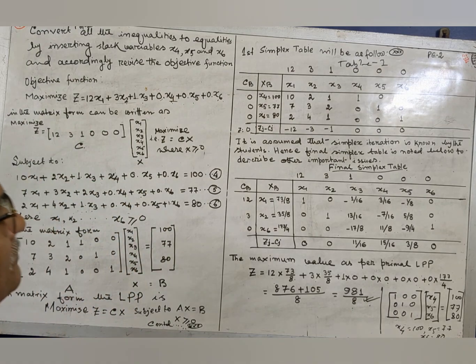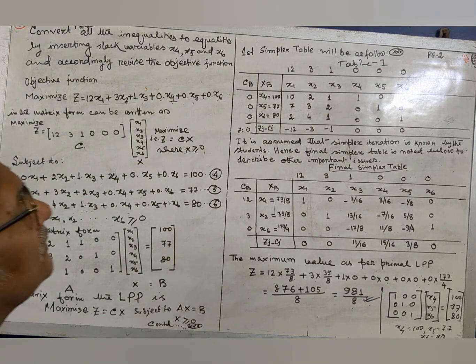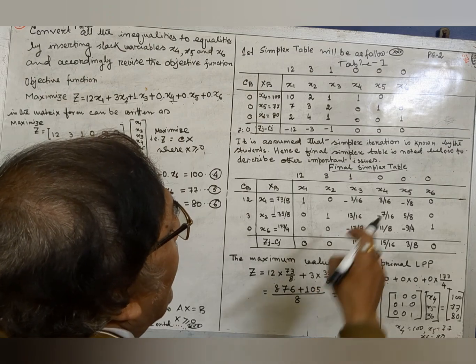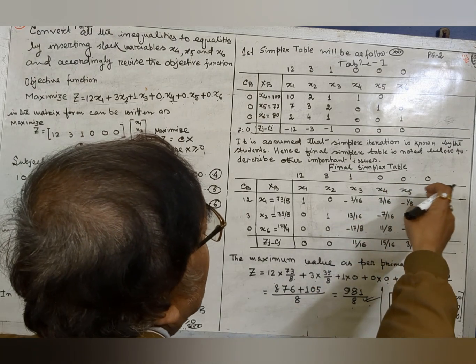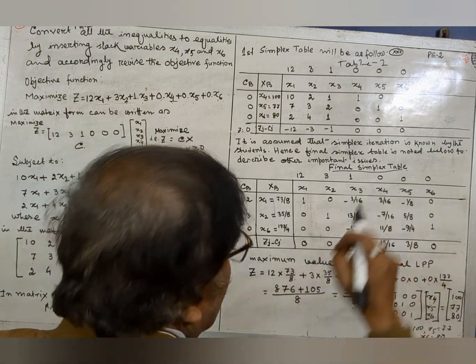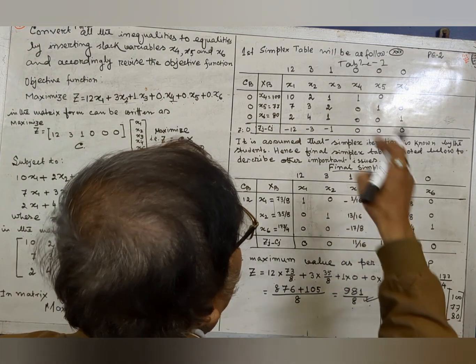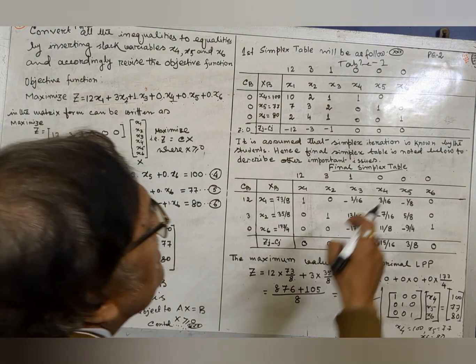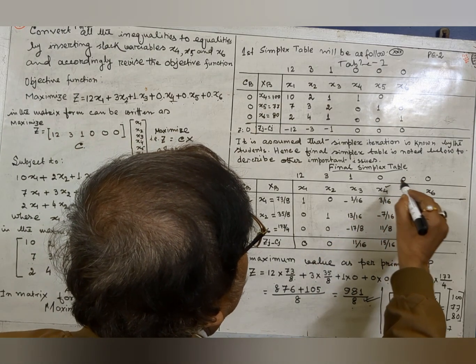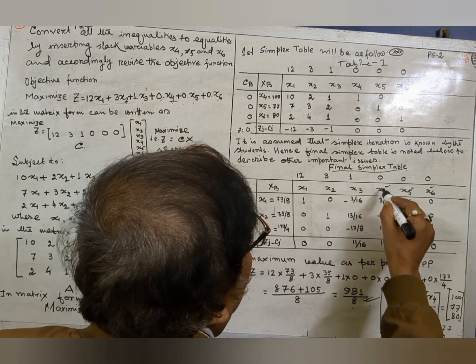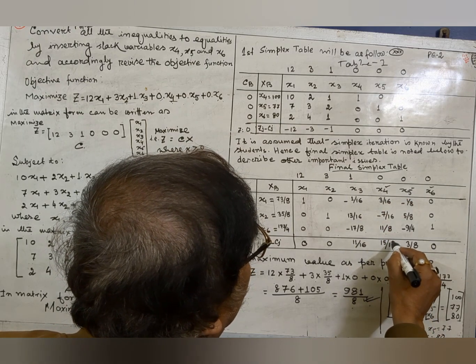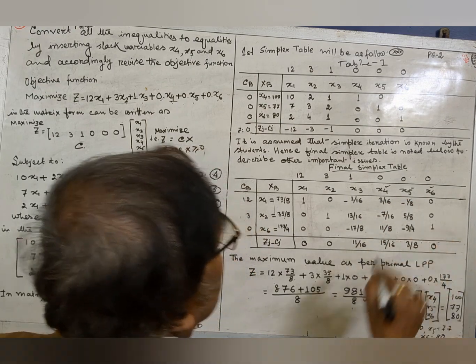Where will it be available and how? The values in the index row of the slack variables will represent the solution of the dual variables. That means in this case, which are the slack variables? These are the slack variables. Which are the index row values? This is the index row value, this and this.